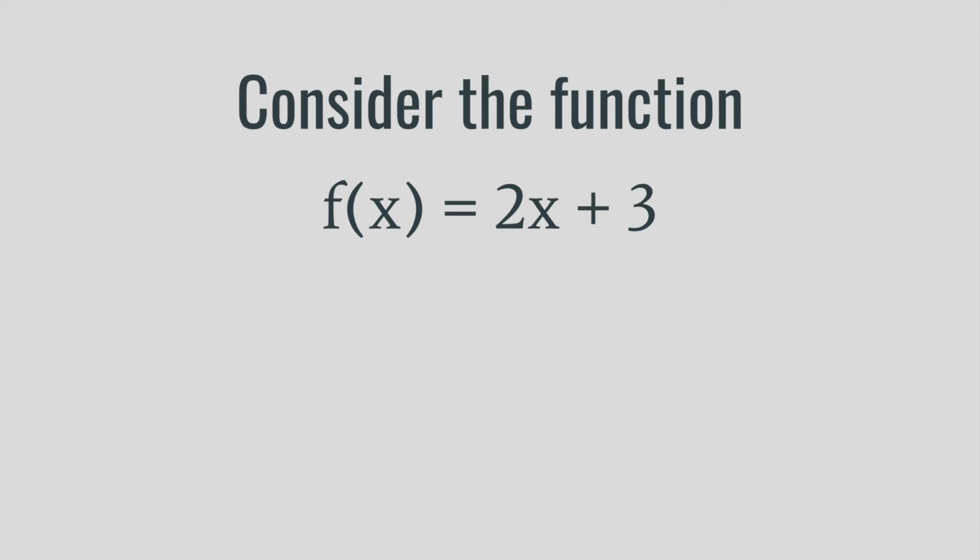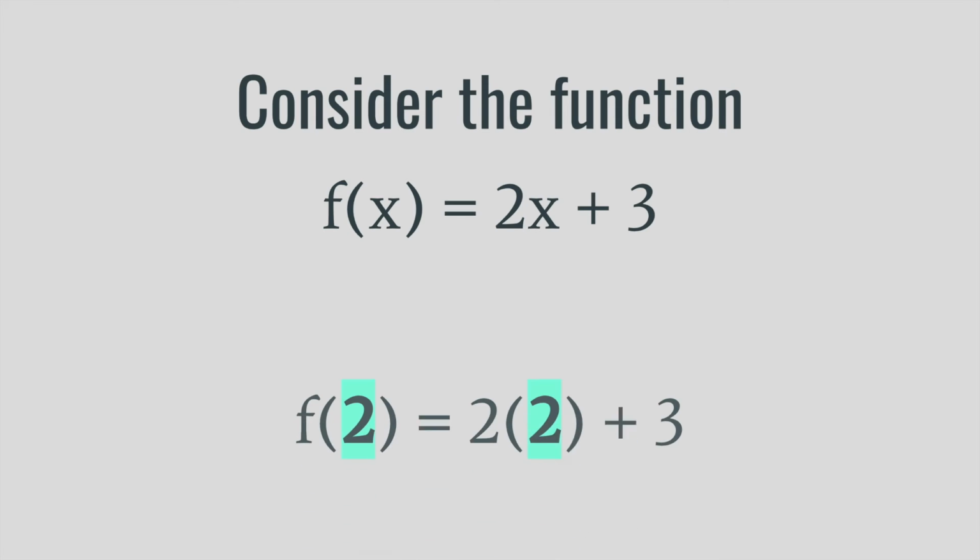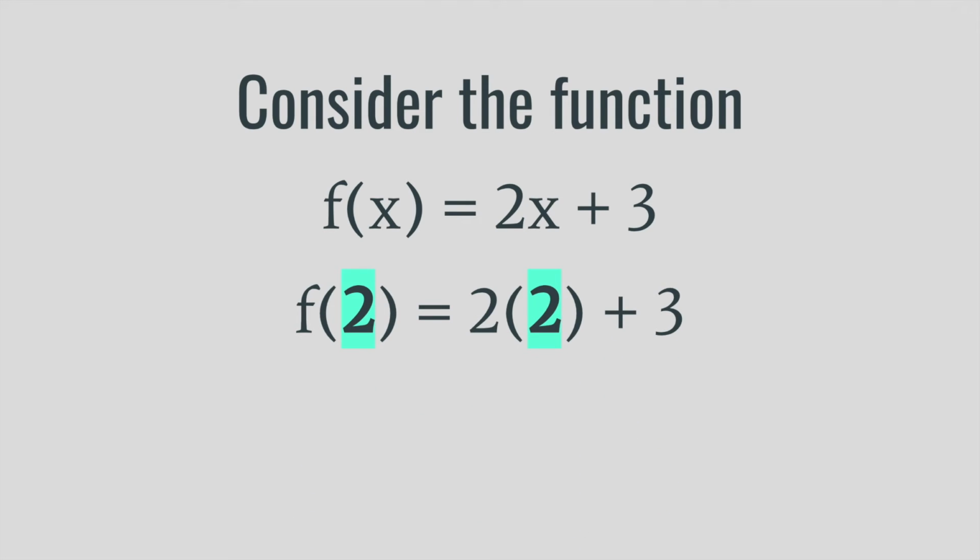So consider this function. We have f(x) = 2x + 3. If we were to pass in the value 2 into this function, so f(2), any instance of x is going to get replaced by 2. So this function evaluates to 7, obviously.